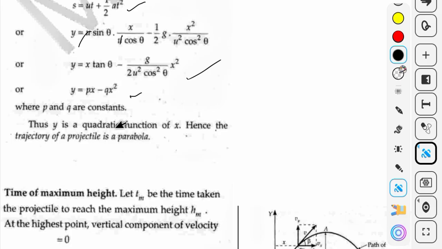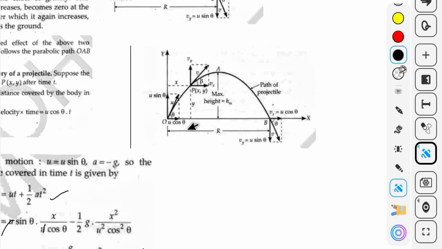And this is a parabolic equation. So y is a quadratic function of x, and hence the trajectory of a projectile is a parabola. Since it's a parabolic equation, the trajectory becomes a parabola, and this whole path is the parabolic trajectory.